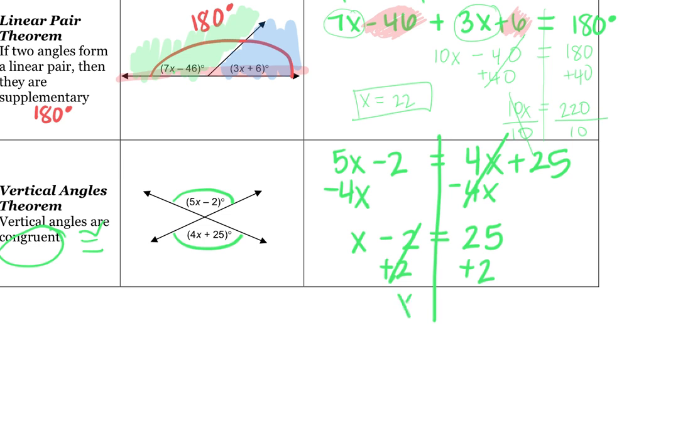I'll bring down that x that I want. 25 plus 2 should give me 27. This is my final answer, because x is alone like I wanted it. I didn't have to do any division or any multiplication. All I had to do was just move that 2 over, and that's what I did.